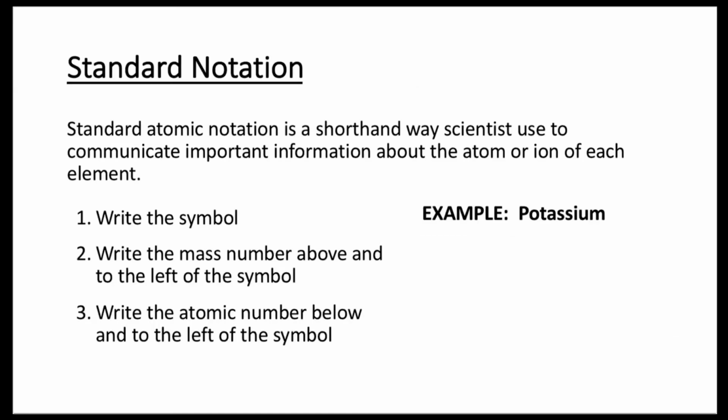So the last thing I'm going to cover for today is standard notation. Standard atomic notation is a shorthand way scientists use to communicate important information about an atom or ion of each element. So for example, let's work with the element potassium. Potassium has a symbol on the periodic table, which is K, capital K. And then the mass number, if we read the periodic table, is 39.1. So we're going to round that to 39. And then the atomic number is 19.